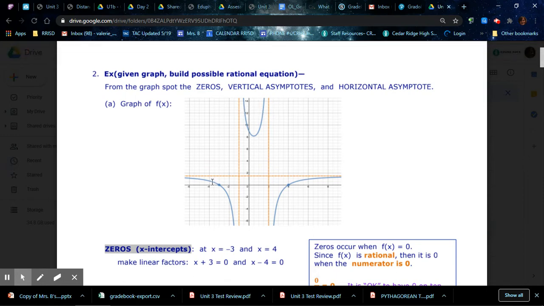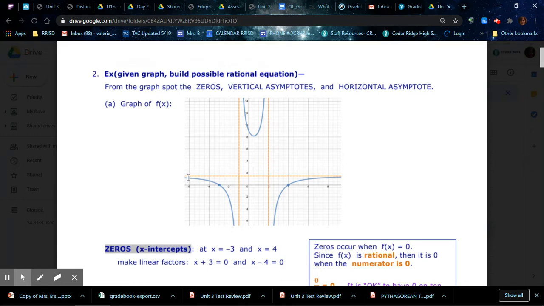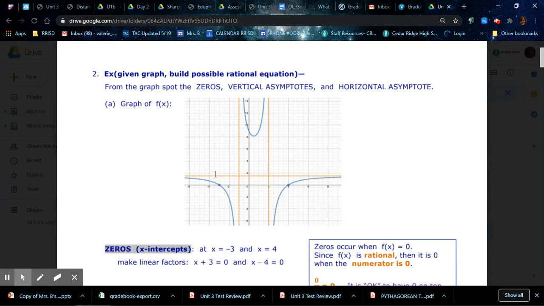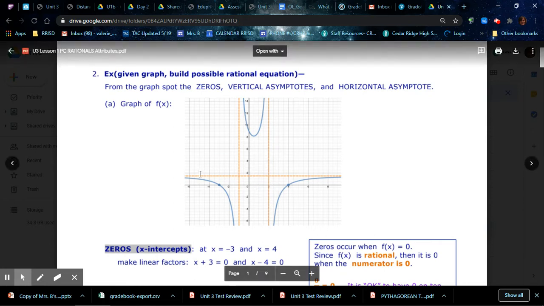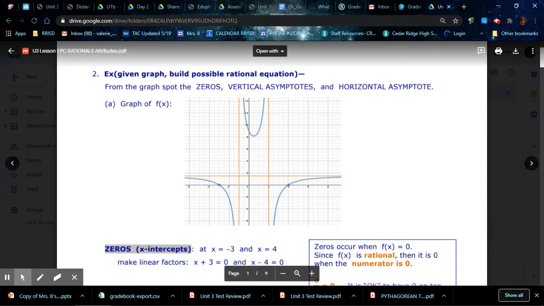Never, ever. It can cross a horizontal anywhere in the middle, but the horizontal is telling you the far right and the far left end behavior. See how both of the functions go towards the horizontal on the far right and the far left. In the middle, we don't care. It's not about middle behavior here. Horizontals determine end behavior. Verticals, you can never cross.